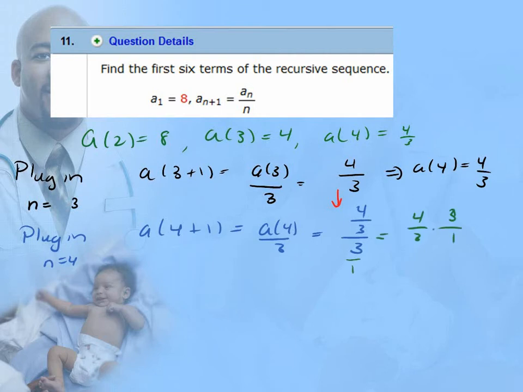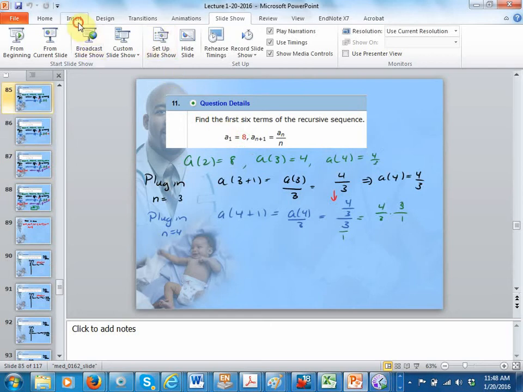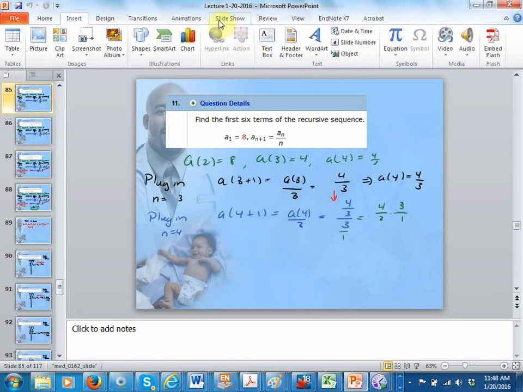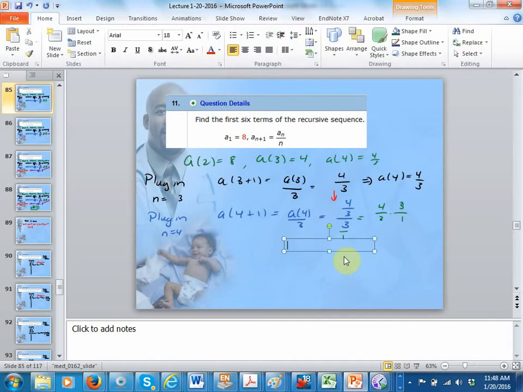Plug in n equals 4. If it's like you have A of 3 over 3, right? So why is it not A of 4 over 4? Because it is supposed to be A of 4 over 4. Mistake. Caught it. Didn't I tell you? I make mistakes. I have pages and pages of mistakes in everything I do.